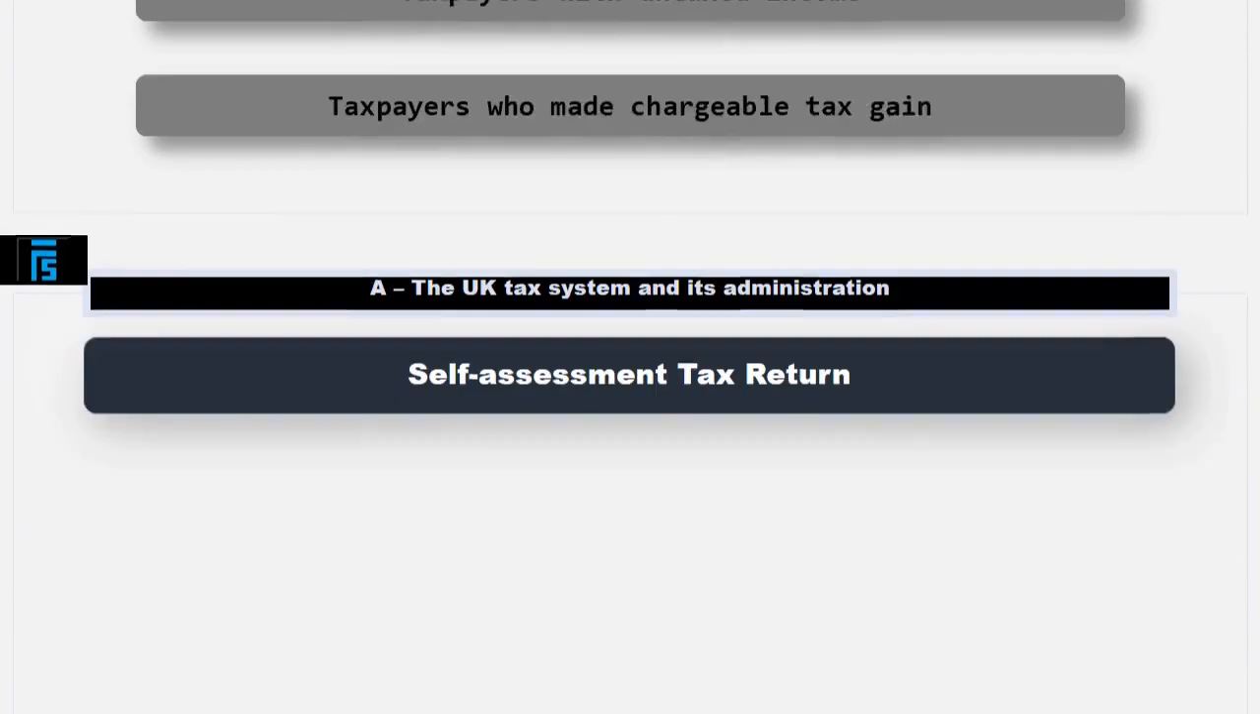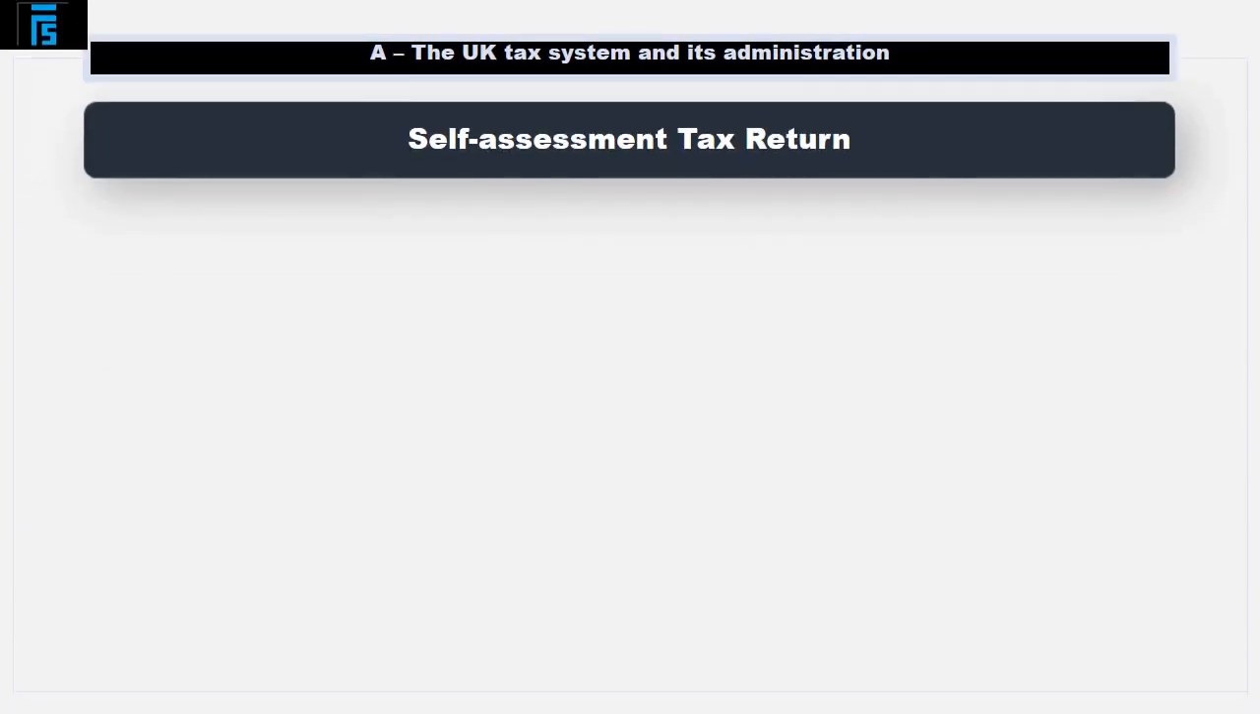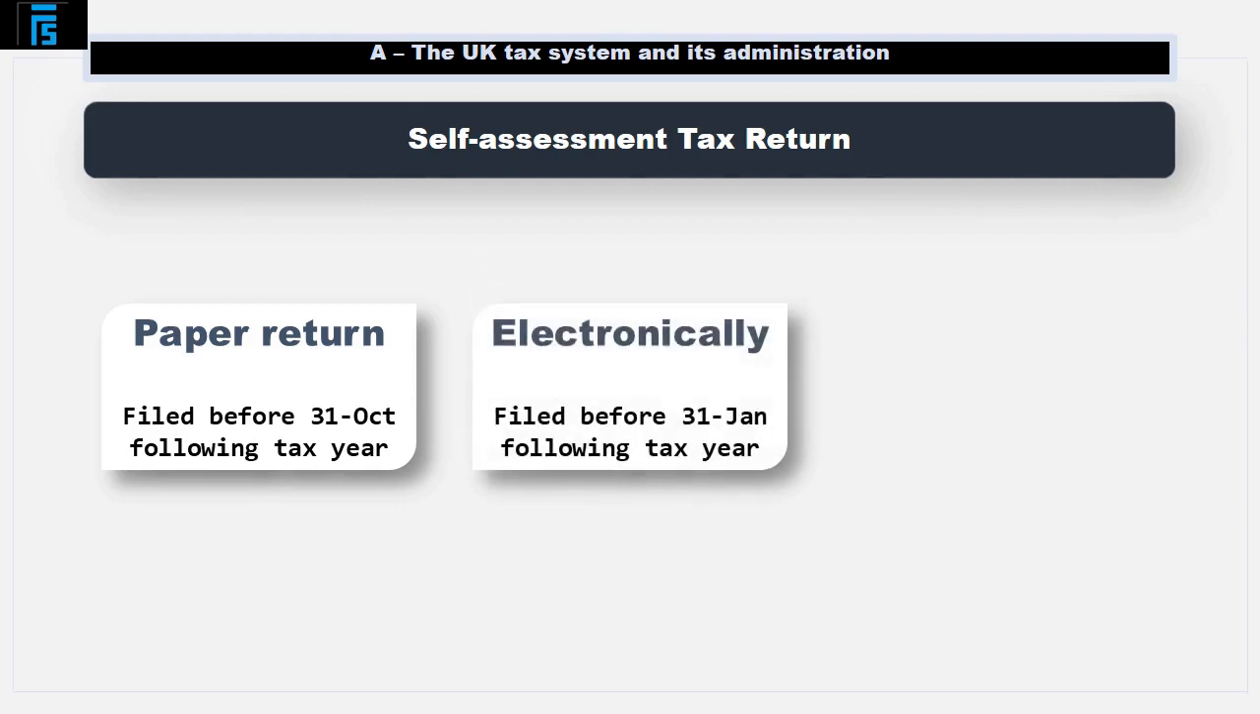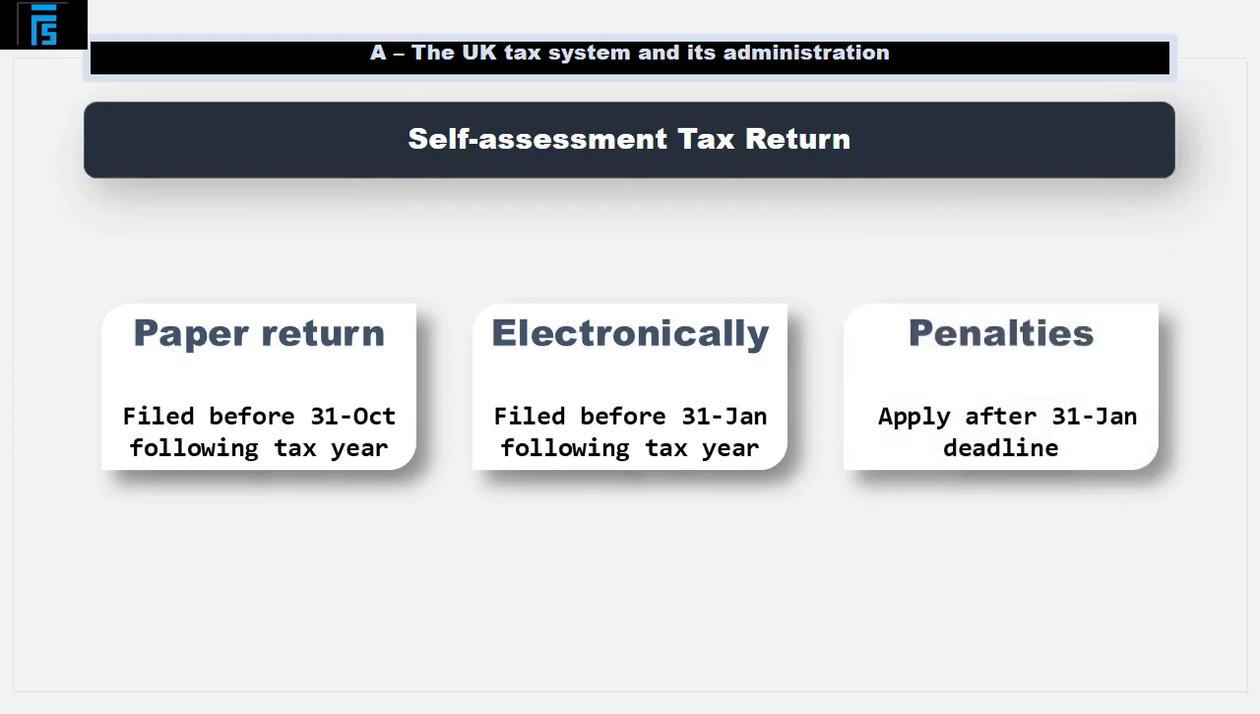A self-assessment tax return for a particular tax year, which includes details of both income and capital gains arising in that year, must be filed before the 31st of October following the tax year, if it's submitted as a paper return, or before the 31st of January following the tax year, if it is submitted electronically. Key point here is that if a return is not submitted by the 31st of October, this does not mean it's late, merely that it must then be filed electronically. This is important to understand, as penalties will only apply to returns filed after the normal 31st of January deadline.